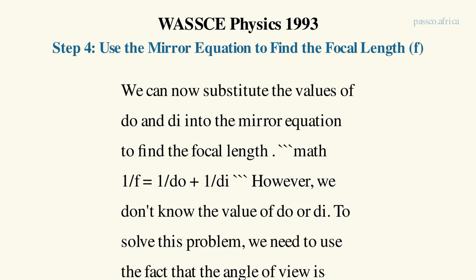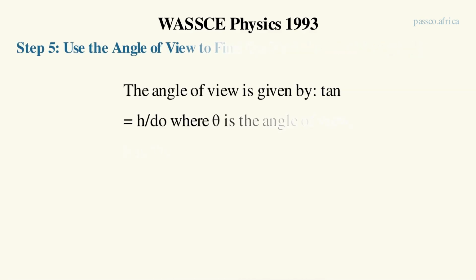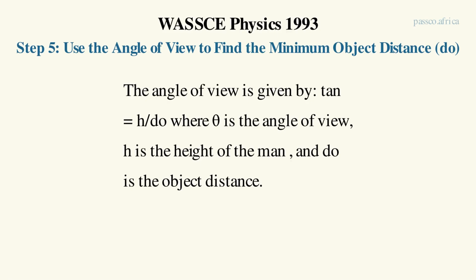Step 5. Use the angle of view to find the minimum object distance. The angle of view is given by tan θ equals h/do, where θ is the angle of view, h is the height of the man, and do is the object distance. Step 6. Find the angle of view.